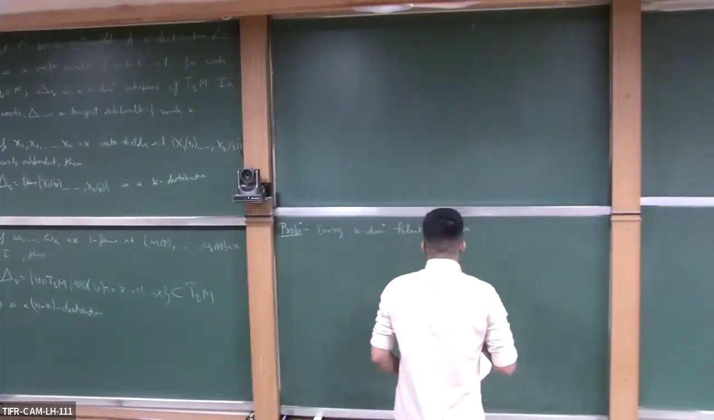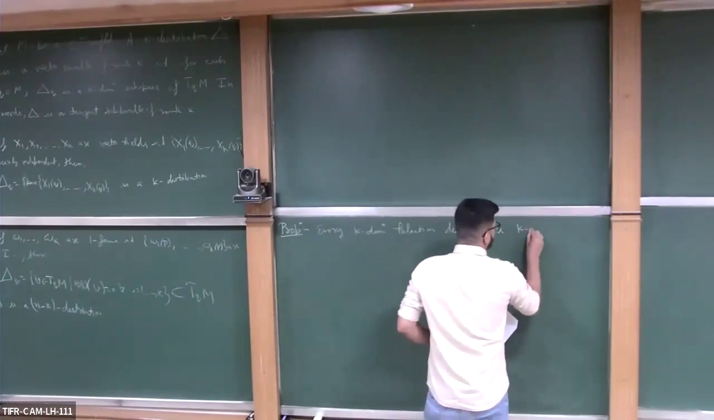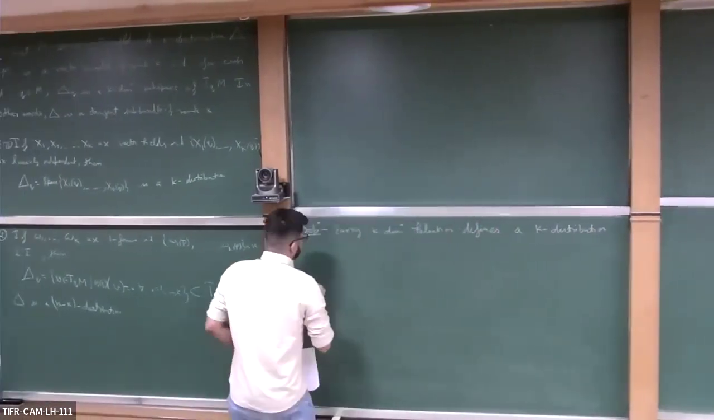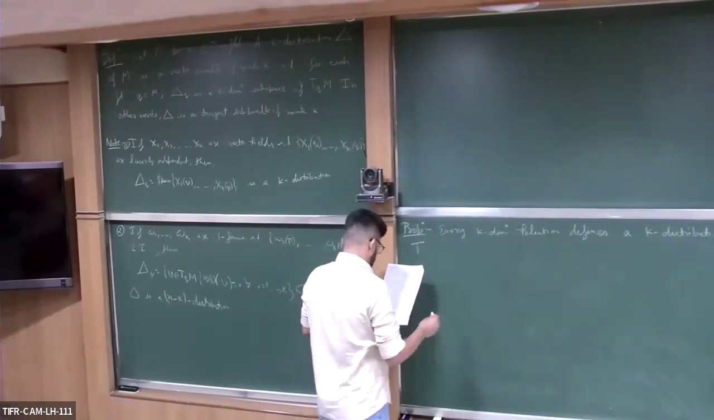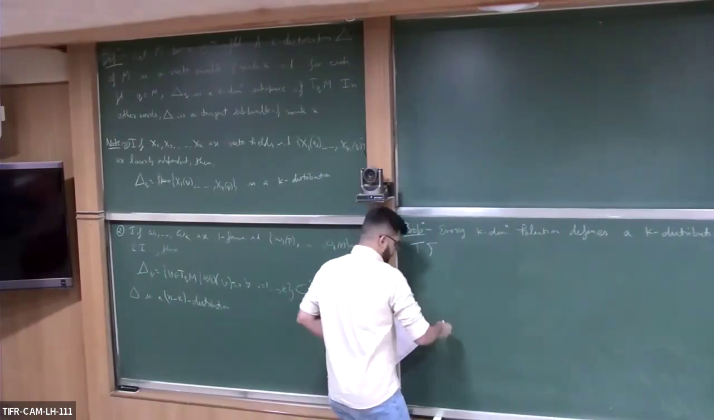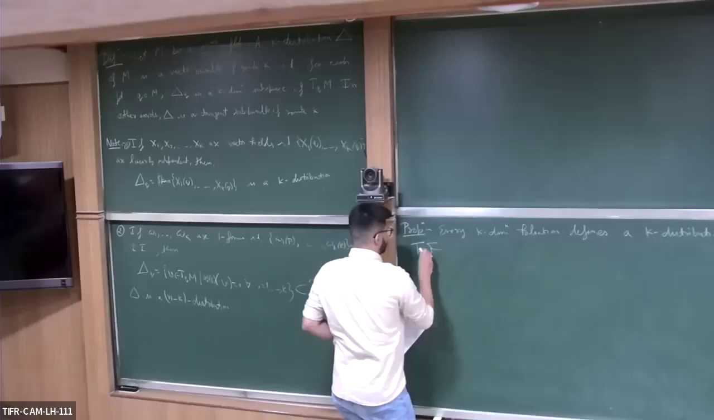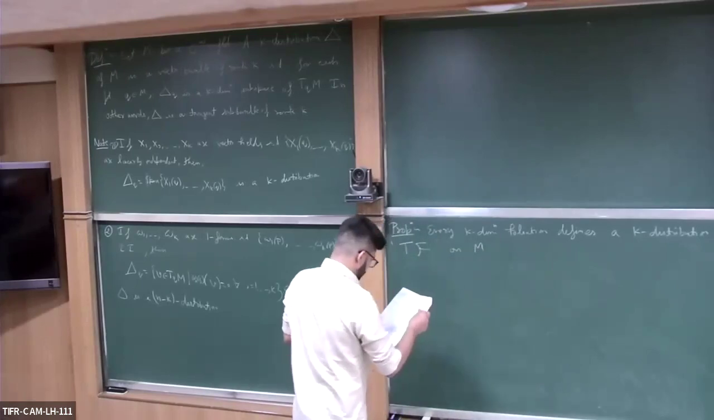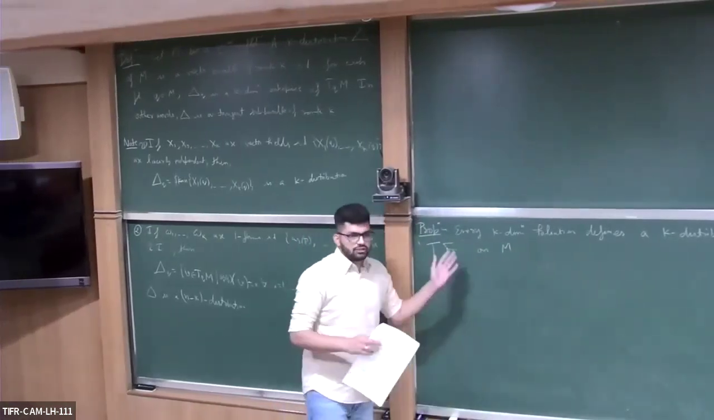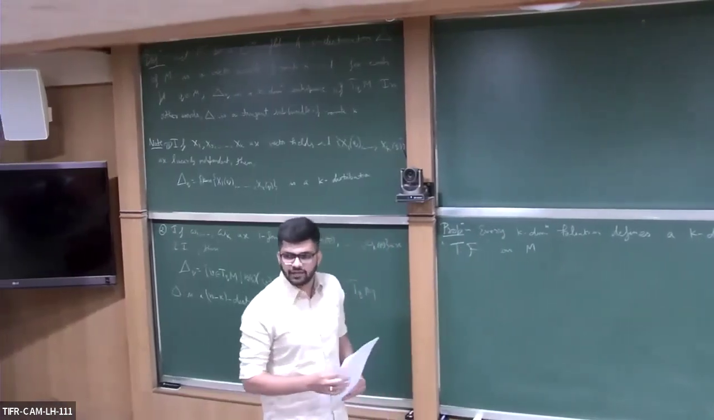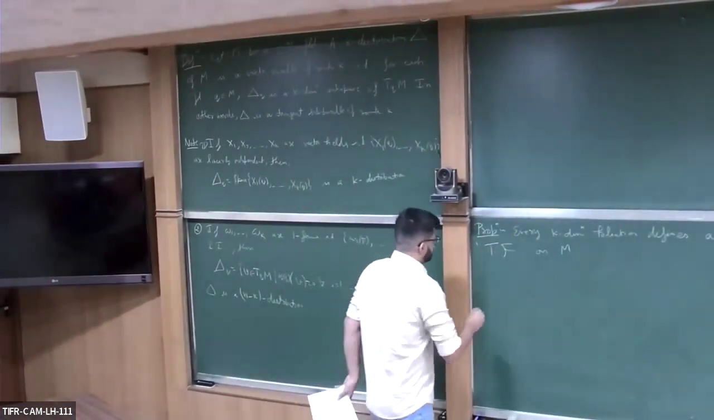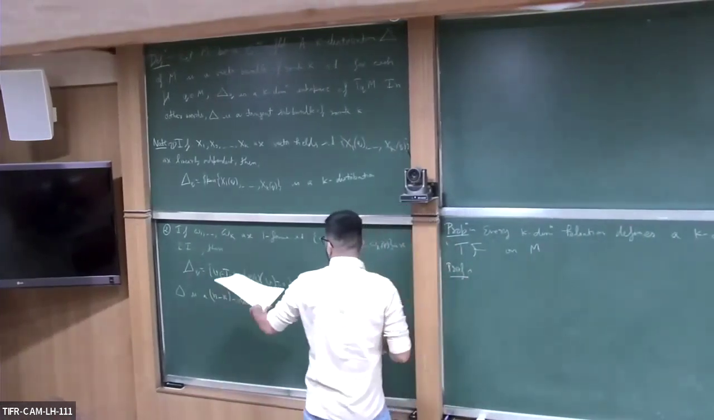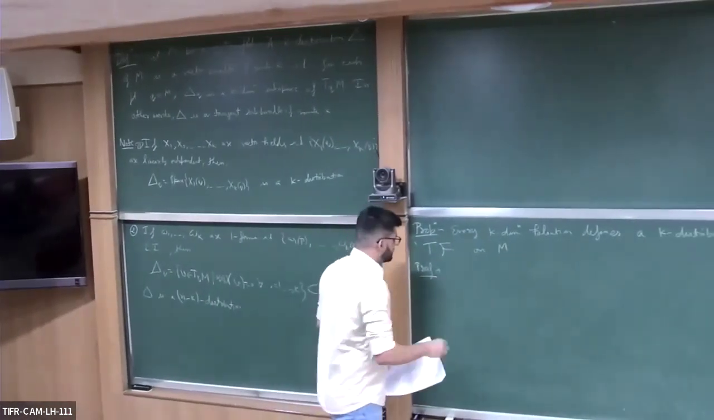So every k-dimensional foliation defines a k distribution, which we denote by delta, a k distribution on M. So there is a k distribution corresponding to a k-dimensional foliation. Let me tell you what the fibers look like in this case.